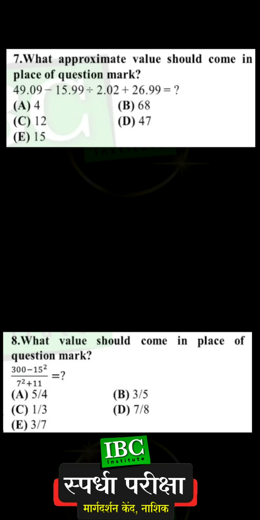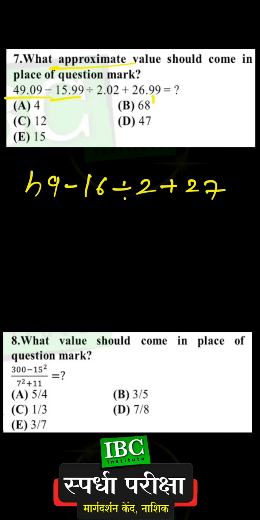The next question is of approximation. It is a kind of simplification, but here you have to approximate the values. They give the number 49.09, so we consider it as 49, divided by 15.99, which is 16 for me, minus 16 divided by 2.2, which is 2, plus 26.99. After the decimal, if the number is greater than 5, you consider the next number, so it is 27 for me now.